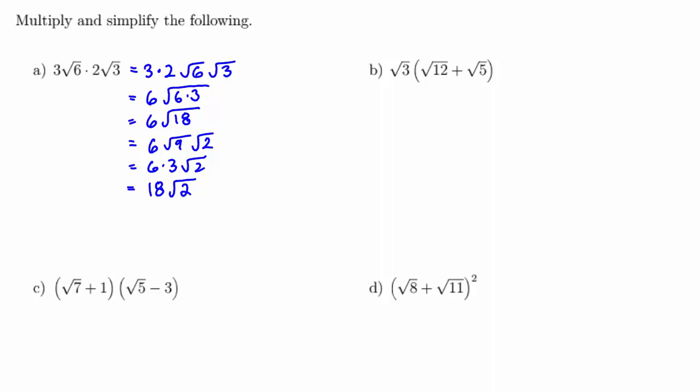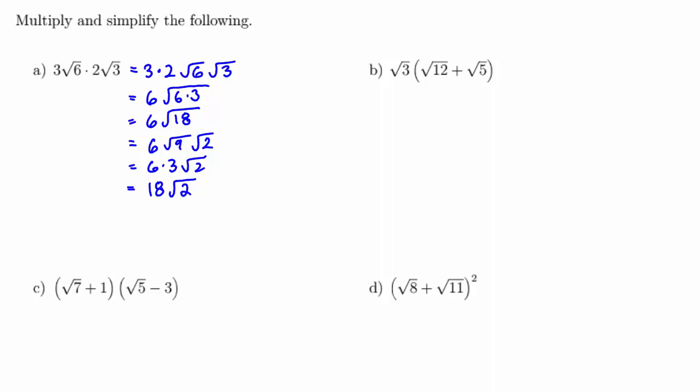Let's move on to our next example. We have the square root of 3 times, and now we have a sum. And so inside these parentheses, we have the sum of the square root of 12 and the square root of 5. Because we're taking one number and then multiplying by the sum of another two numbers, we're going to have to use the distributive property.